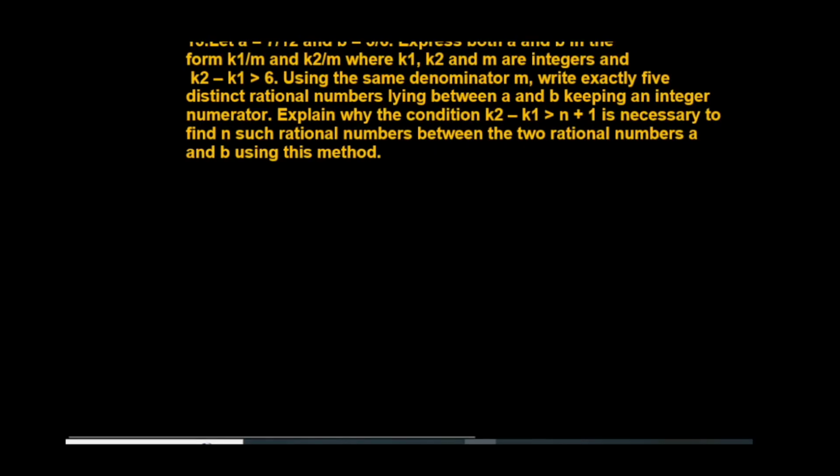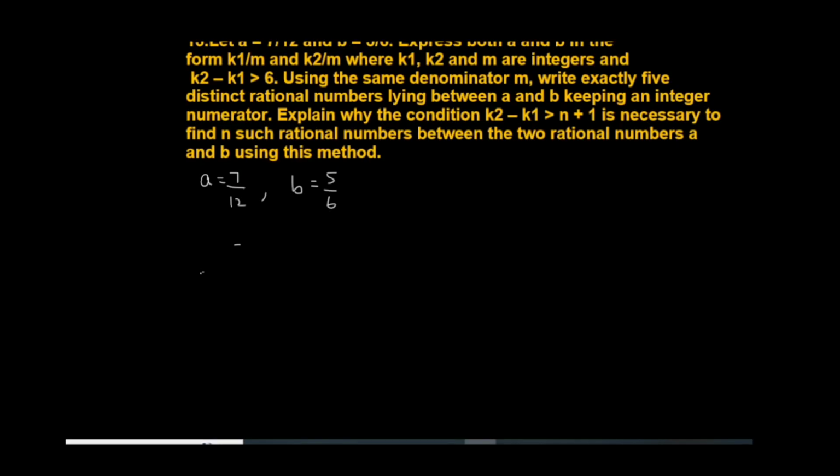Next question: let a is equal to 7 by 12 and b is equal to 5 by 6. Express both a and b in the form of k1 by m and k2 by m, where k1, k2 and m are integers and k2 minus k1 is greater than 6. Using the same denominator m, write exactly 5 distinct rational numbers lying between a and b, keeping an integer numerator. Explain why the condition k2 minus k1 is greater than n plus 1 is necessary to find n such rational numbers between the two rational numbers a and b using this method.